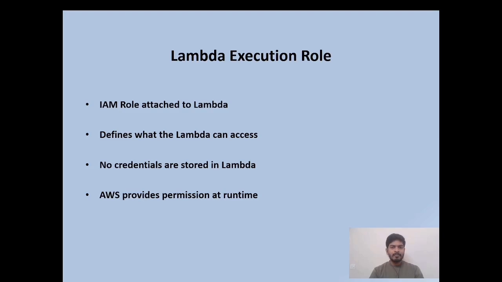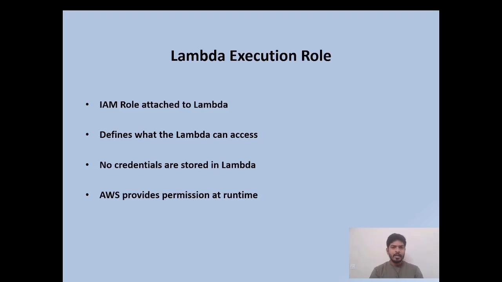AWS Lambda uses something called an execution role. An execution role is an IAM role attached to the Lambda function and defines what Lambda is allowed to do, like whether Lambda is allowed to read data from an S3 bucket, write into DynamoDB, or publish something to SNS. An important point to note here is Lambda does not store credentials. AWS automatically provides permission at runtime.